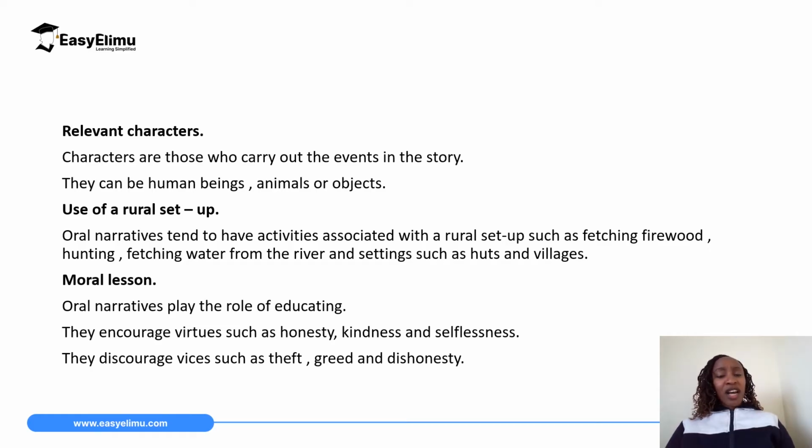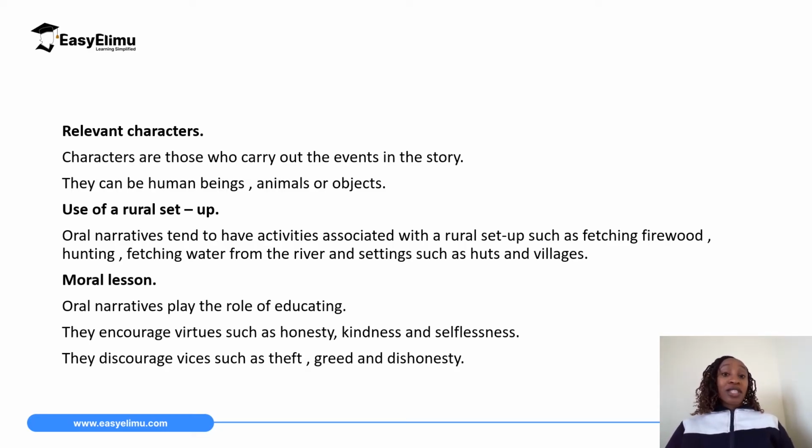Another major characteristic of oral narratives is that they use a rural setup. Remember that oral narratives are stories from a long time ago. So most likely they're using a rural setup, and you can see this by some of the activities that you'll see happening. For example, going to the river to fetch water. We don't do that in the urban centers because we have tap water.